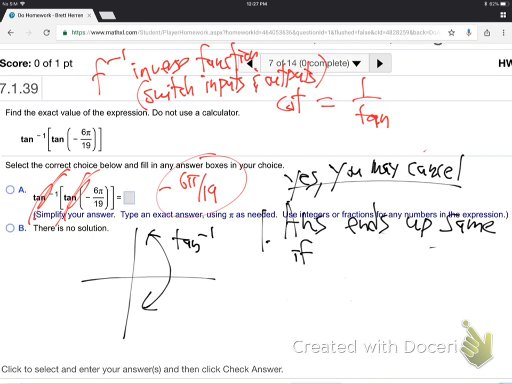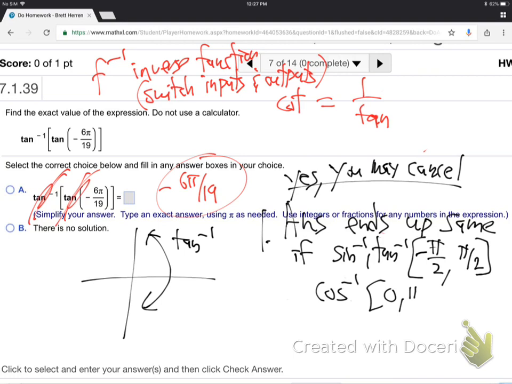if sine inverse and tangent inverse are between negative pi over 2 to positive pi over 2, right? Cosine inverse, 0 to pi. Remember the quadrants? So if it's in those zones, just cancel them. Boom, boom. The answer's the same. That's what this one is.